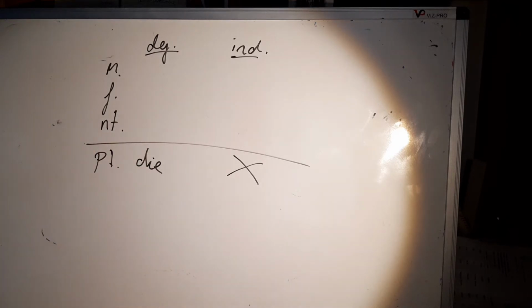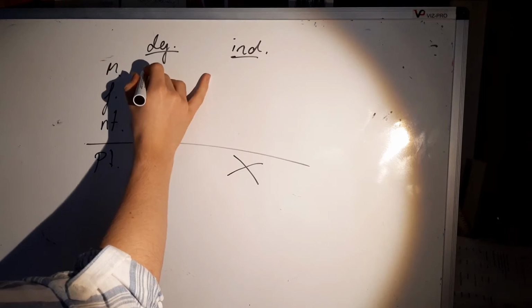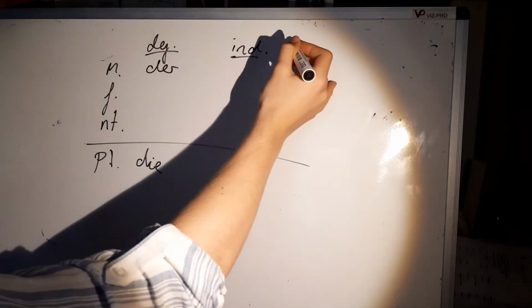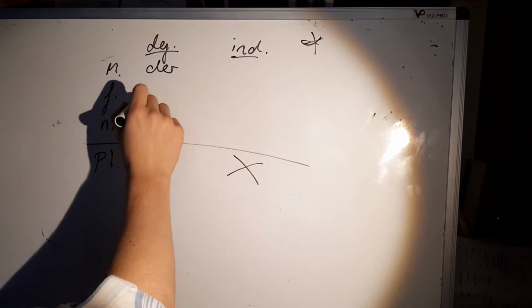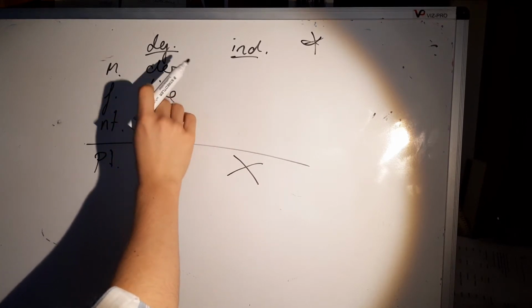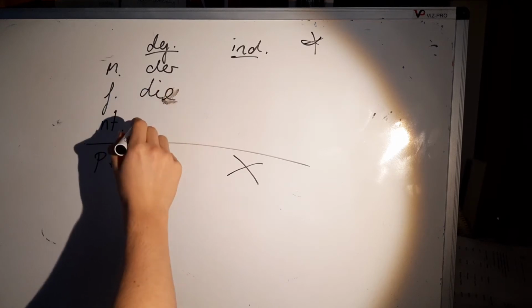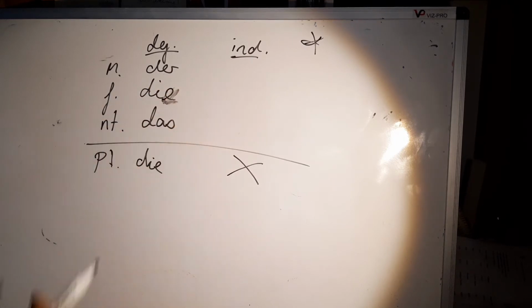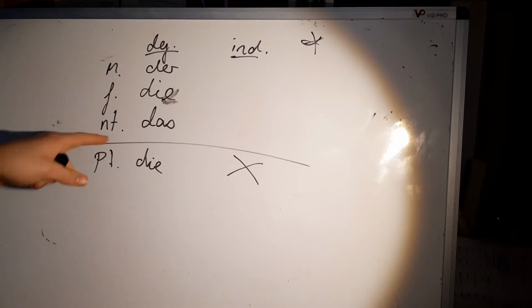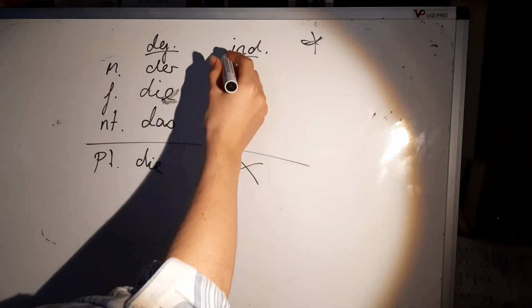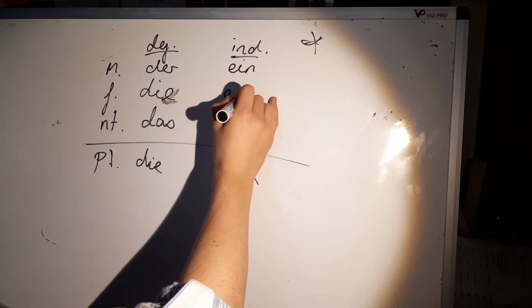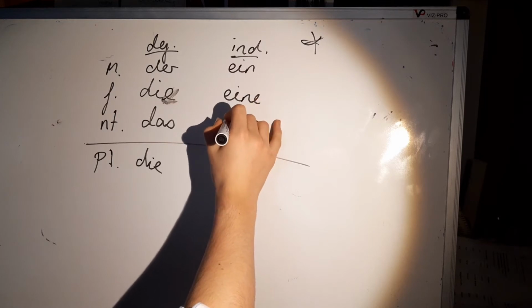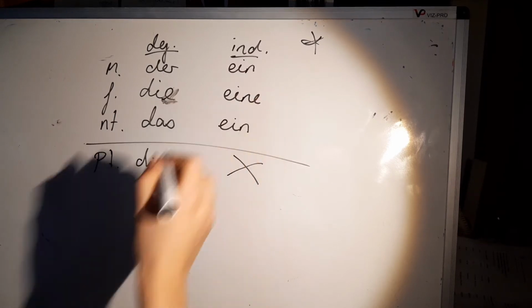So, the masculine is der, and we'll come on to why I'm putting an asterisk here on this whole thing. The feminine is die, which I can't write clearly, and the neuter is das. So der Mann, the man, die Frau, and das Haus. The indefinite article is ein, so ein Mann, eine, so eine Frau, and ein Haus.